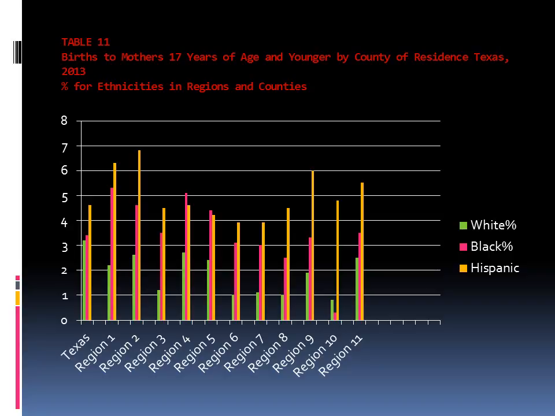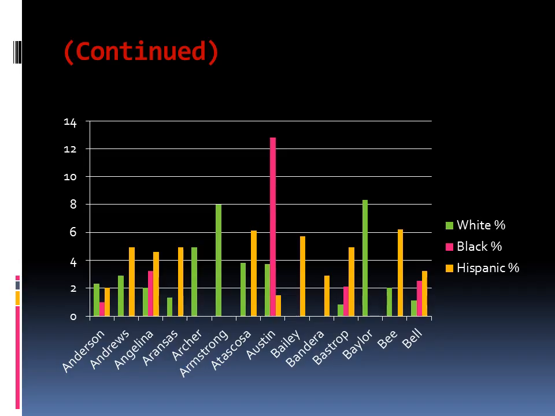For Texas, regions 1 through 11, Hispanic had most percentages up to 7%, Black had up to a little over 5%, White had up to 3%. To name a few counties, Austin had 12% for Black, Baylor had 8% for White, B had 6% for Hispanic. All others were below.